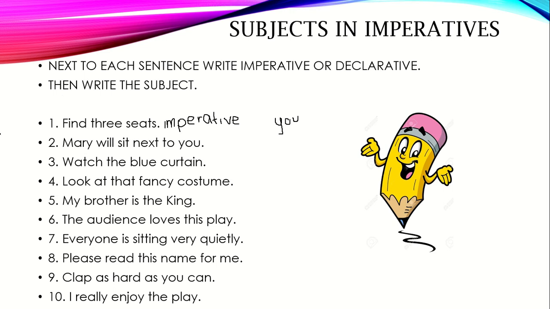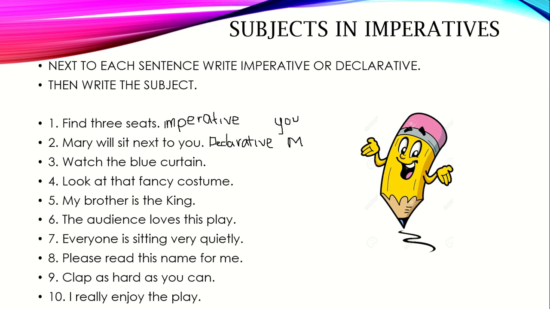Now let's read sentence 2. Mary will sit next to you. Now this is a declarative sentence because it has who performs the action. Declarative. And the subject is Mary.